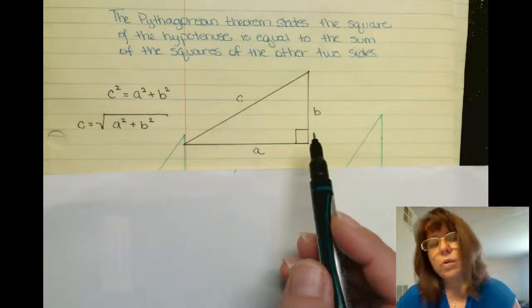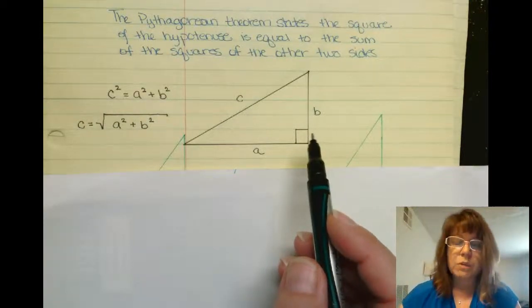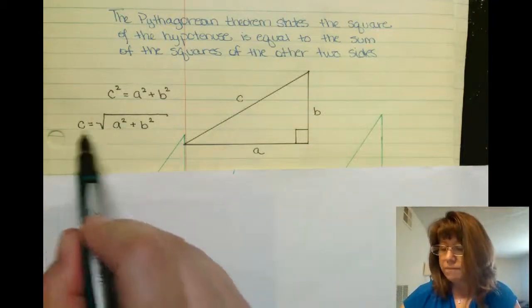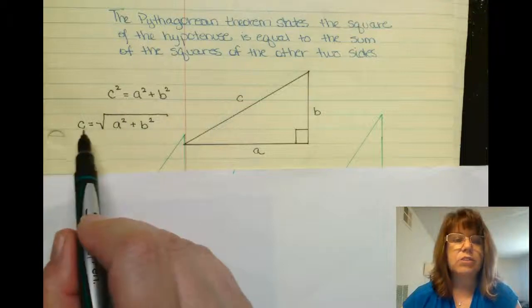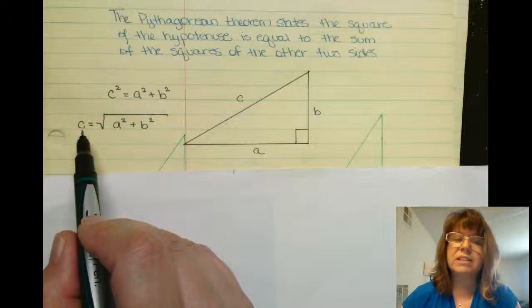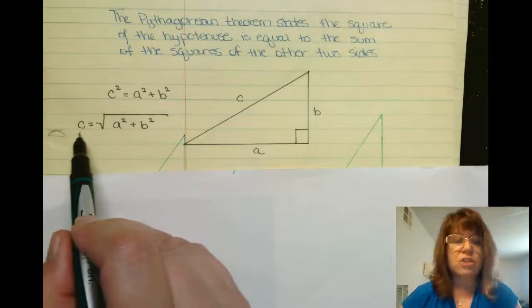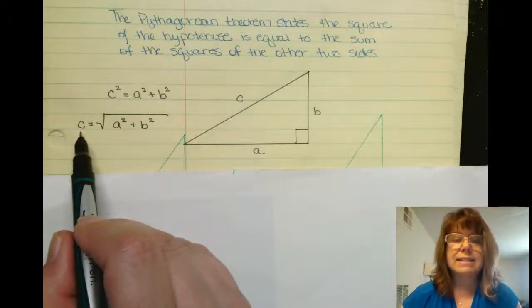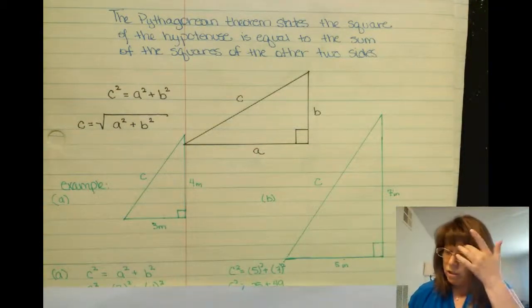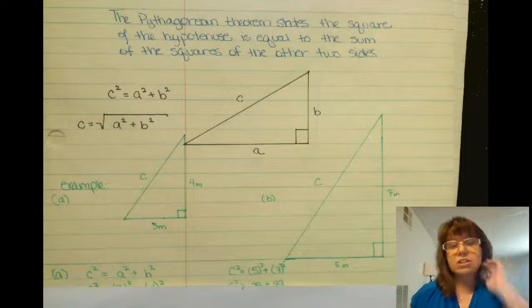But we don't really want to know what C squared is. We always want to know what C is. So if we take the square root of both sides, we'll get down to what C is. Remember, square rooting a square will cancel them out, leaving us just with the original number, in this case, C. So let's try to use our equation to solve some problems.